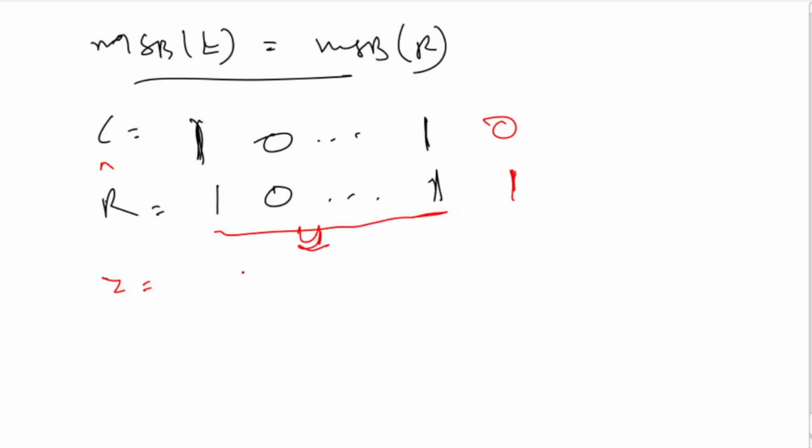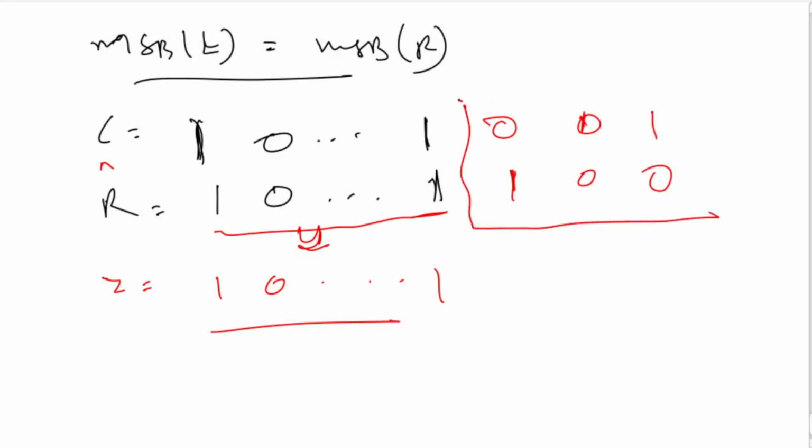So if all these bits are equal, then we have to include them in Z anyway. Okay, so we include them, and then we'll get to this point, and then here it can be something like this. Now we'll apply our steps 1, 2, 3 to this portion. So we can treat this as the case where MSB of L is less than MSB of R.